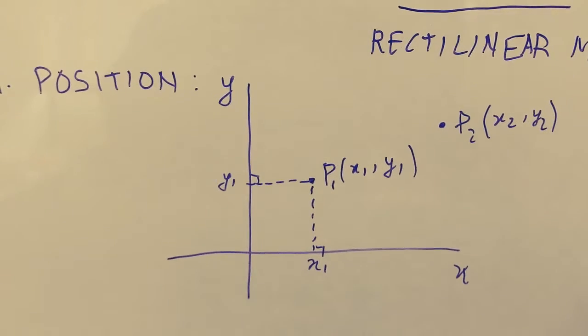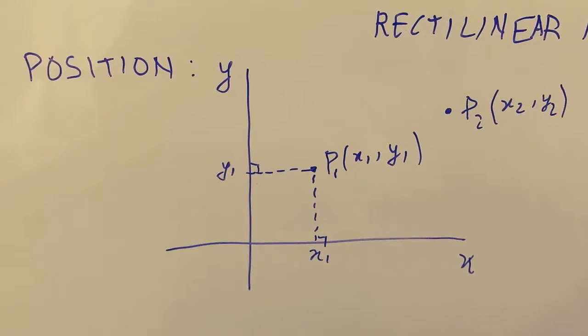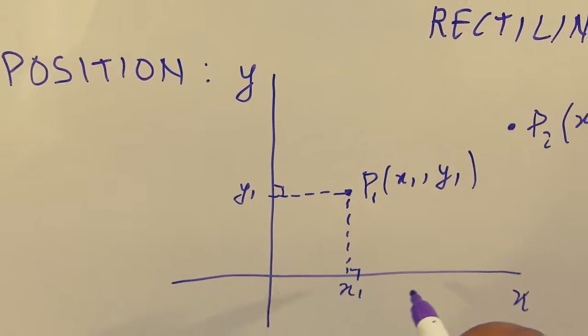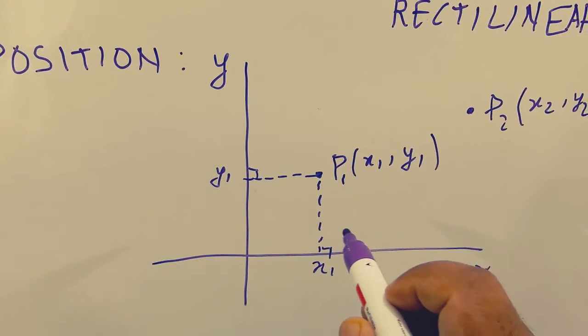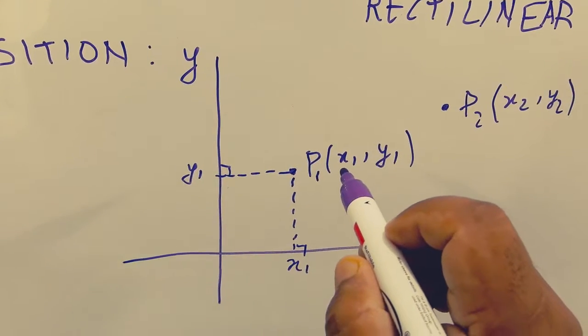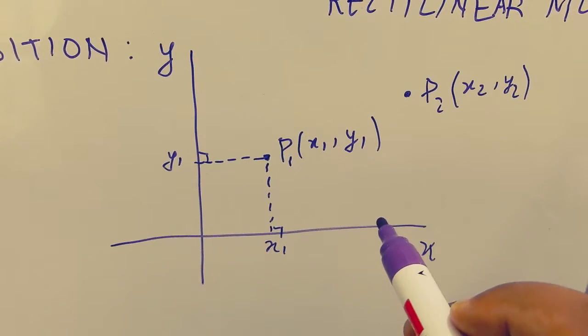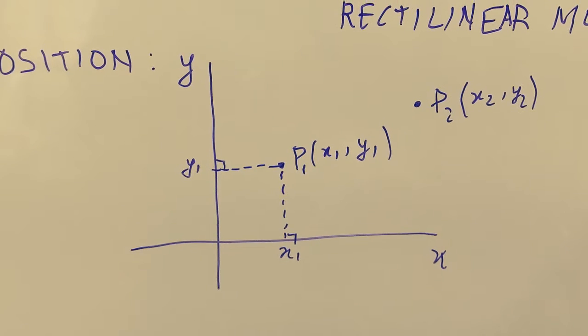Position is always defined relative to a frame of reference. Here this is the y-axis and the x-axis. This is a two-dimensional frame and the points P1 and P2 are also on the same plane. So that's it.